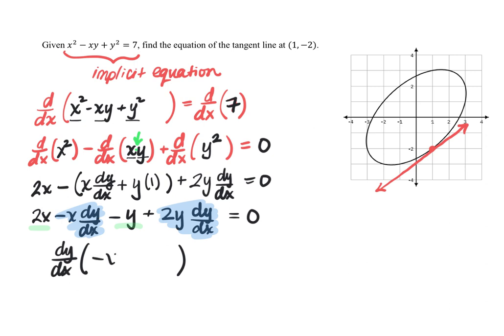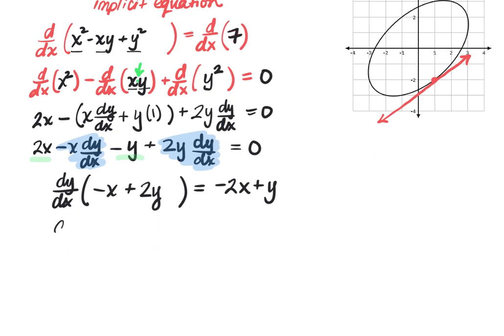So that will leave me with a negative x plus a 2y. But then I'm also going to be subtracting the 2x and adding y to the other side, since those terms do not contain a dy dx. And then this lets me finish up my derivative by dividing. So my derivative will be negative 2x plus y, all divided by negative x plus 2y.